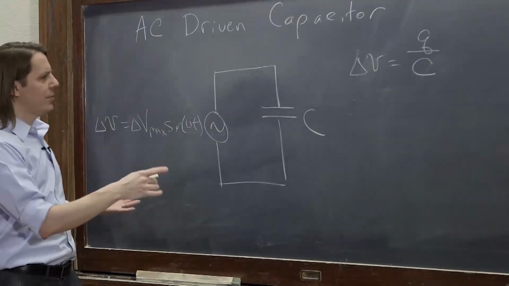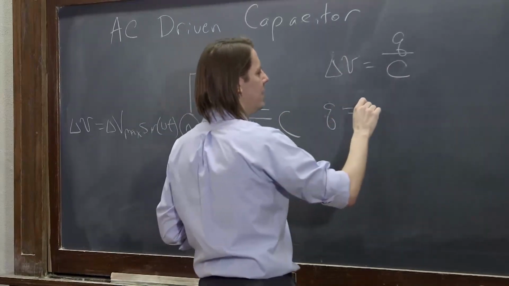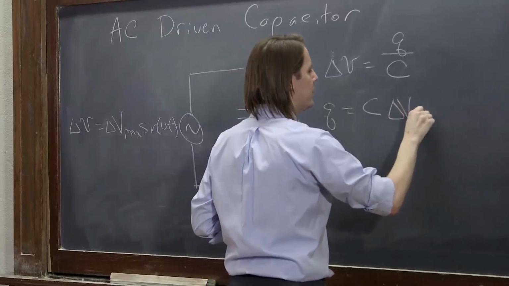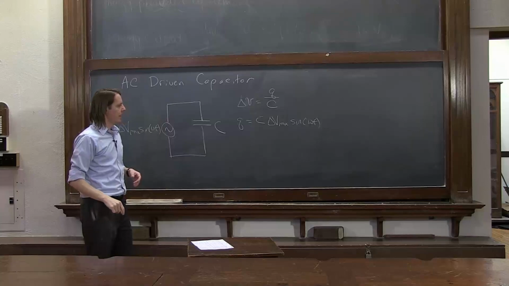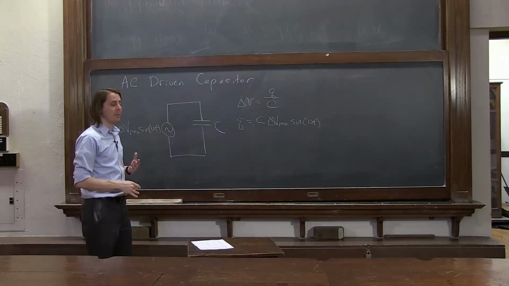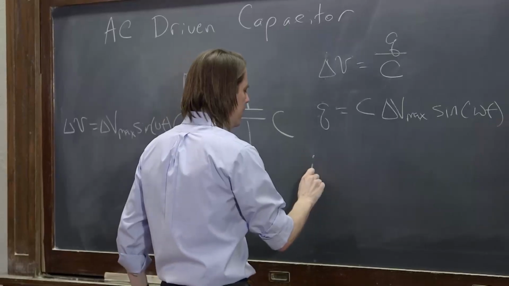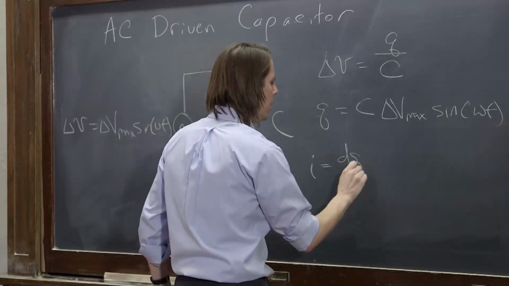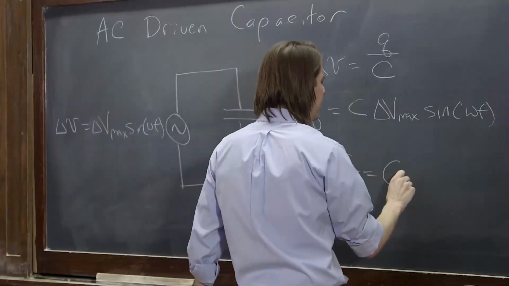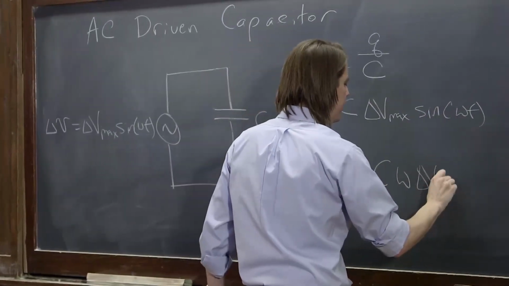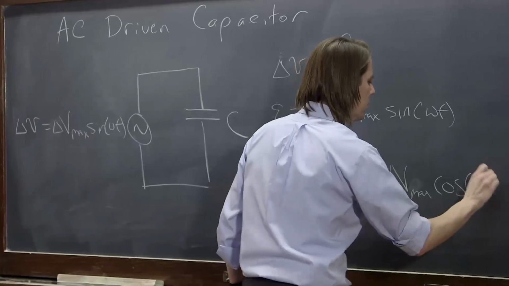So we can start plugging in things. Let's solve for the charge. So Q, the charge on the plates that can vary in time, is now C times delta V max times sine omega t. And in circuits, we usually care about current, not about charge. So if we wanted the current in the circuit, we'd take the derivative of this. So I, the current as it varies in time, is dQ dt. So the derivative of sine is cosine. You pull out an omega, you have C omega delta V max cosine omega t.